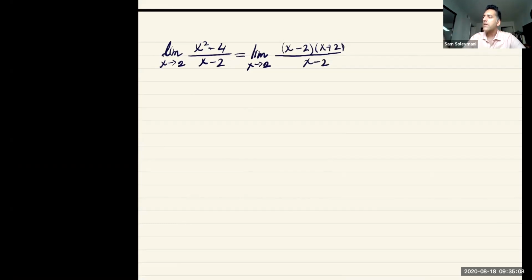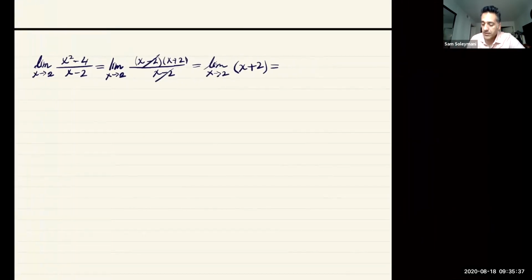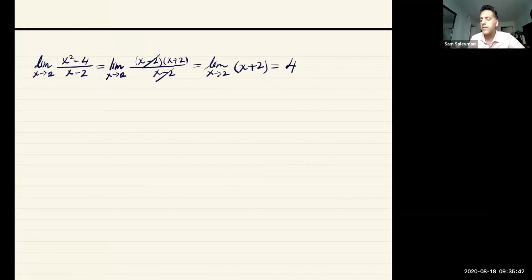So look at the factor that contributes to that 0 over 0. That factor is x minus 2. Right? So we're going to cancel x minus 2's. That's the 0 over 0 factor. And you end up with the limit as x goes to 2 of x plus 2. Well, x plus 2 is just a polynomial now. You can plug 2 in there and you get 4. Okay? So in this case, 0 over 0 means 4. You know?